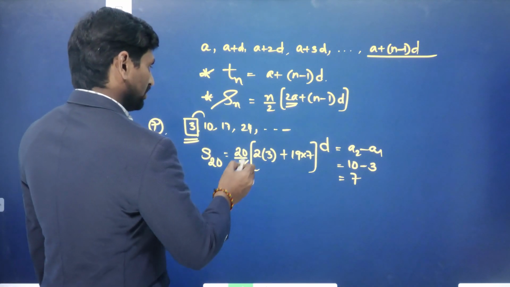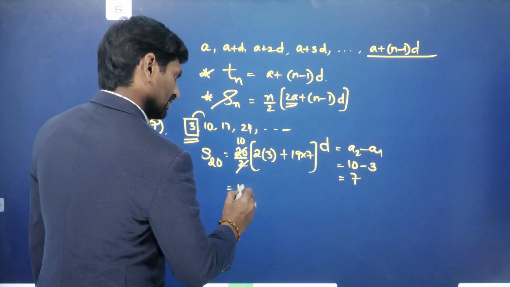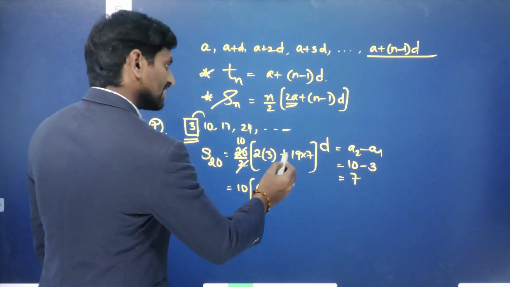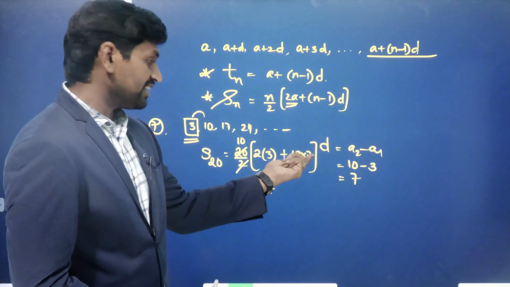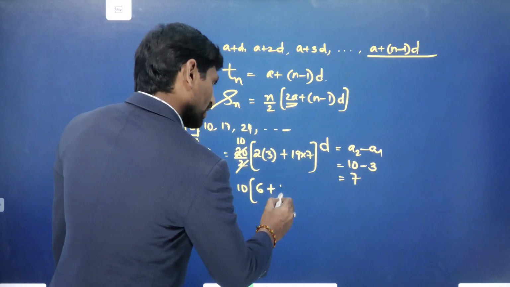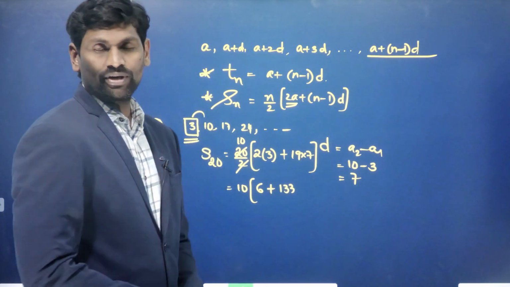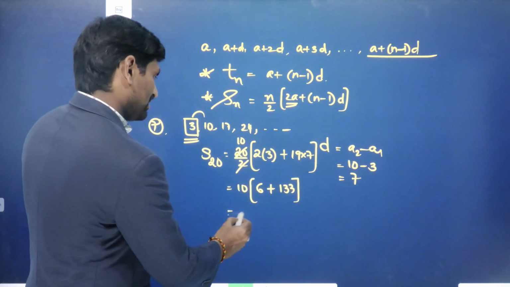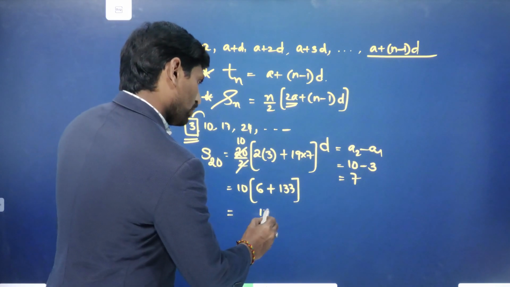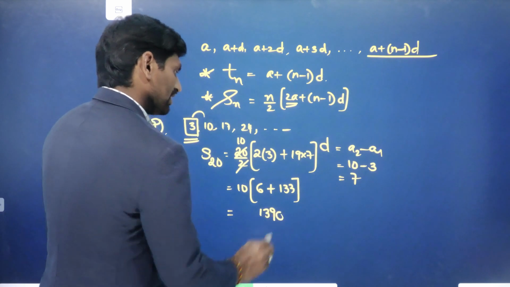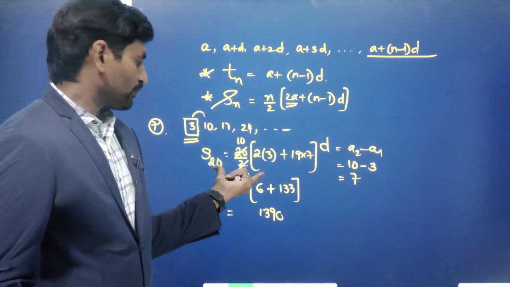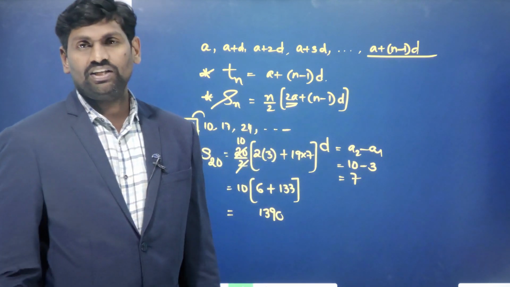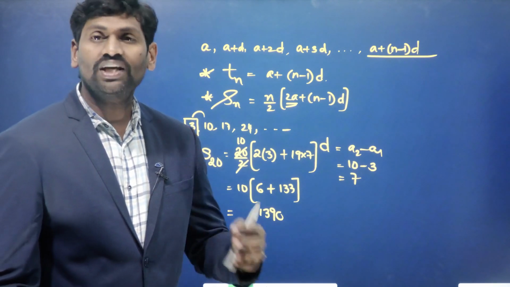So 20 by 2 is 10 times. In the bracket, 2 3s are 6 plus 19 7s: 7 10s are 70 and 7 9s are 63, so 133. Let us find the answer: 6 plus 133 is 139, into 10, 1390. So the sum of 20 terms of this series is 1390. Now let us go to the next problem.